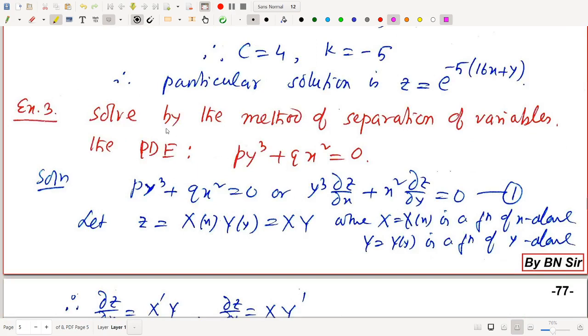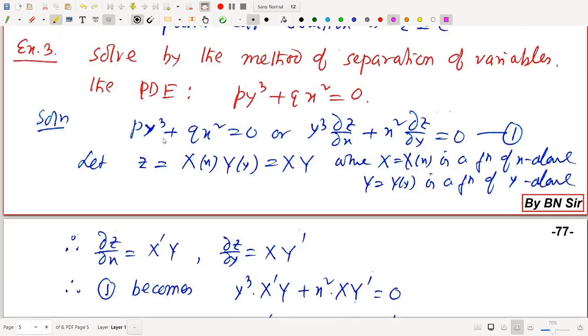Example number 3: solve the PDE py cube plus qx square equal to 0 by the method of separation of variables. py cube plus qx square equal to 0, or y cube del z by del x plus x square del z by del y equal to 0. Let capital Z equal to capital X into Y. Capital X is a function of x alone, capital Y is a function of y alone.